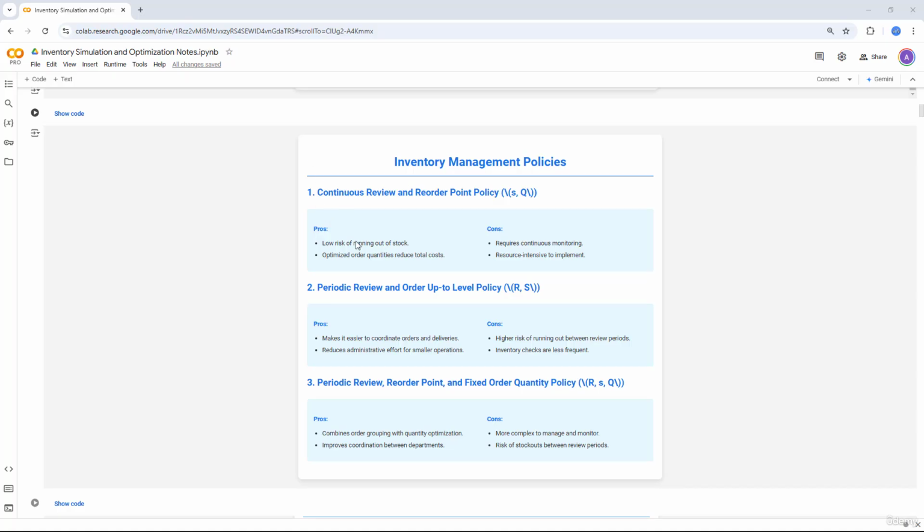In the upcoming lectures, we would look at the continuous review policy in more detail, as well as look into the reorder point or reorder level and the economic order quantity.